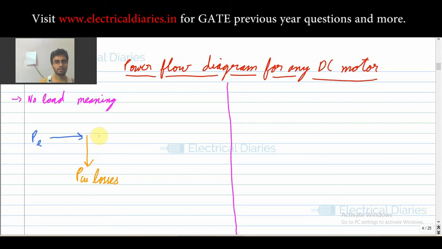It has to be converted into the mechanical power. So the power developed by the motor is, let me write it with a different pen. So the power developed by the motor is EB into IA. Okay, so this is the power developed. See, power developed by any motor is its back EMF into the armature current.